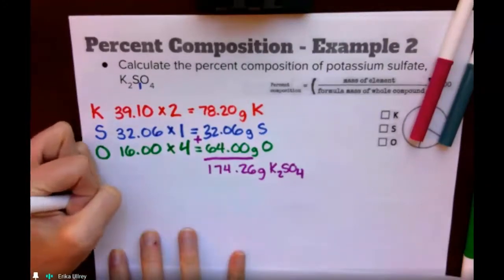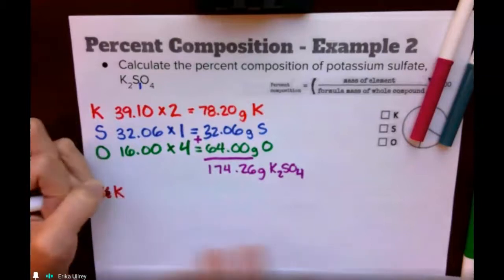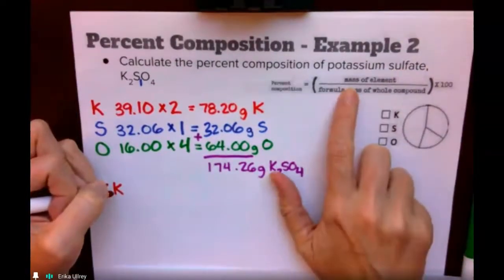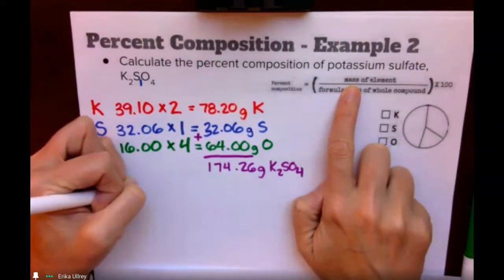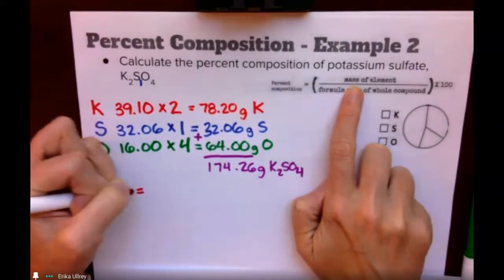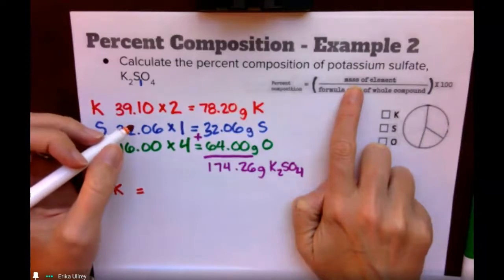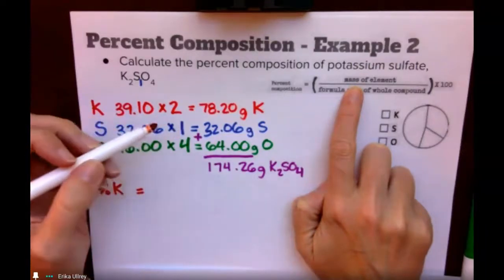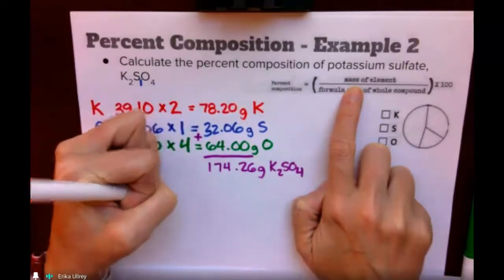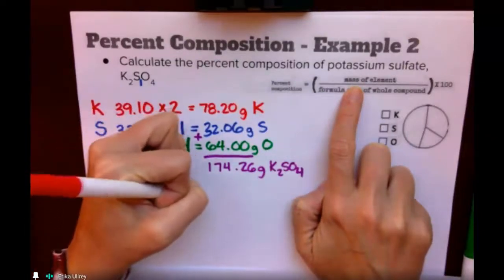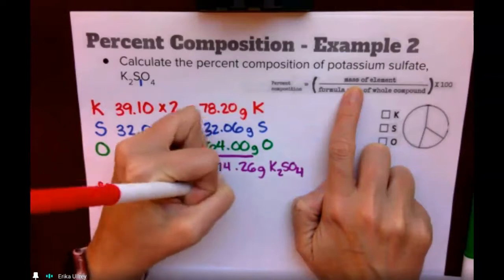Well, how would I do percent K? So I want to figure out the percent that is K. So if I look at my formula over here, what number do I write on top? The mass of the element. Yep, what's my mass of my element? 39.10. Oh wait, no, 78.20. Perfect. 78.20 is going to go on top, and that's my grams of potassium.